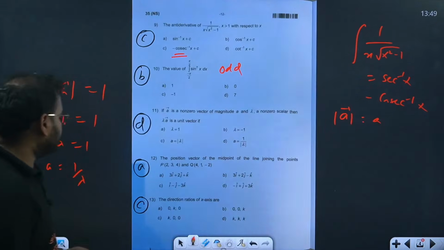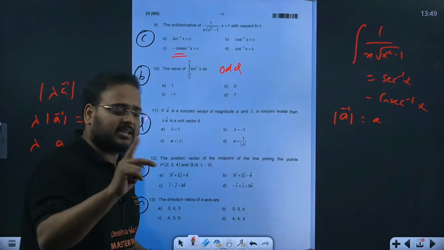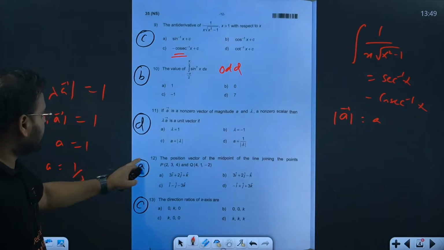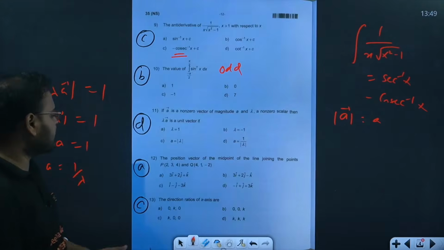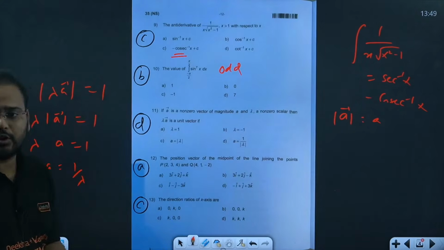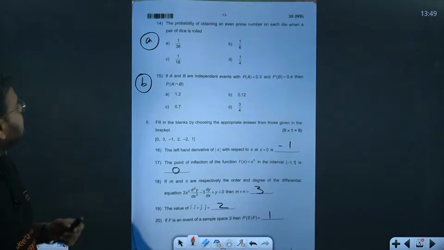Okay, just let me give you all the MCQs, then I'll discuss them. Let me give you all the answers first. 12 is A, 13 is C. Please check. Direction ratio of x-axis is K00. Okay, K00. Next, check here.